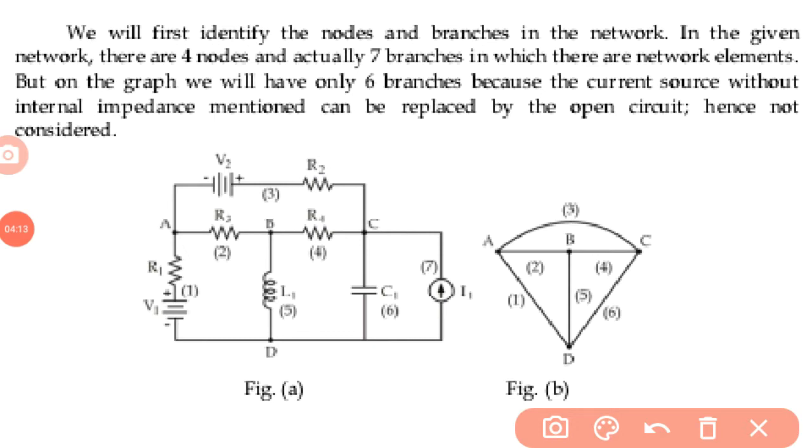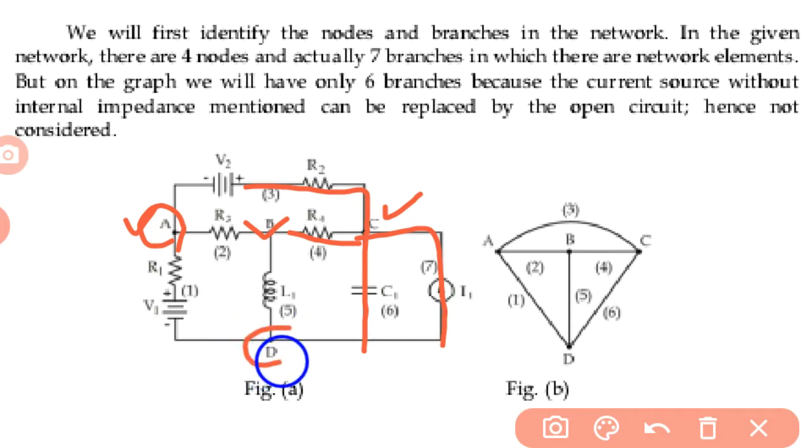Within the network, first we identify the number of nodes and the number of branches existing within the network. A node is where two or more elements are connected at one junction or one point. Here we calculated the nodes as A, B and C. Node A is where R1, R2 and V2 are connected at one point. Next, B is between R2, R4 and L. Next, C is the connection of R2, R3, capacitor C and current I. So these are the three nodes.